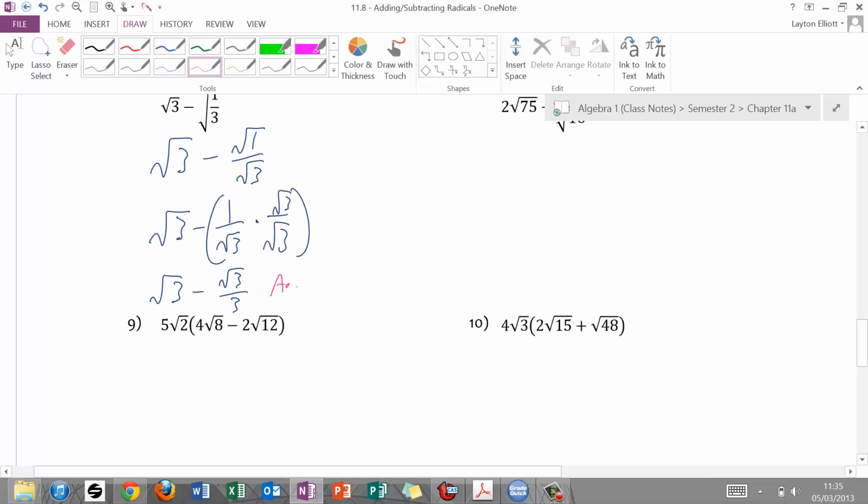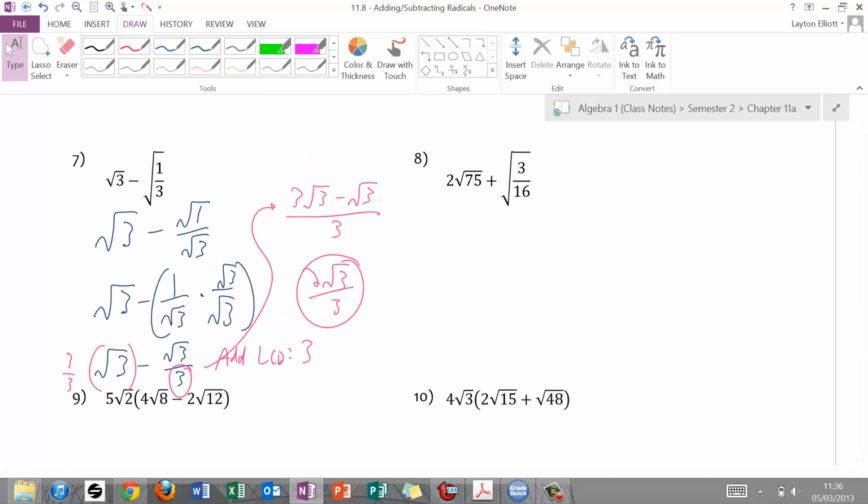Now I need to add these with an LCD. Here it would be 3. So this one gets multiplied by a 3 over 3. And if I move this up here, that would make that first one be 3 root 3, and then I have minus root 3 all over 3. And then 3 root 3 minus root 3 is 2 root 3. So my final is 2 root 3 over 3.